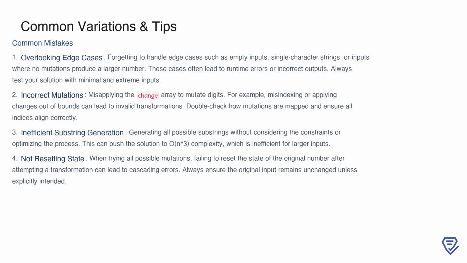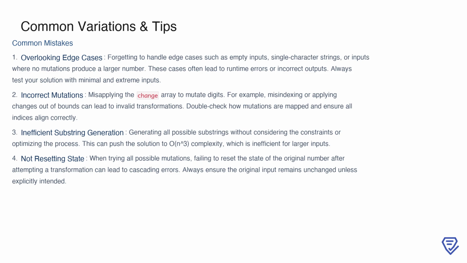When solving this problem, there are a few common mistakes to watch out for. First, overlooking edge cases is a frequent issue. For example, you might forget to handle empty strings, single character inputs, or cases where no mutation can produce a larger number. These scenarios can lead to runtime errors or incorrect outputs, so always test your solution with both minimal and extreme inputs. Another common mistake is incorrect mutations, such as misapplying the change array. This could happen if you accidentally use the wrong indices or apply transformations outside the valid range. Double-check your mapping logic to ensure that all indices align correctly to avoid these errors.